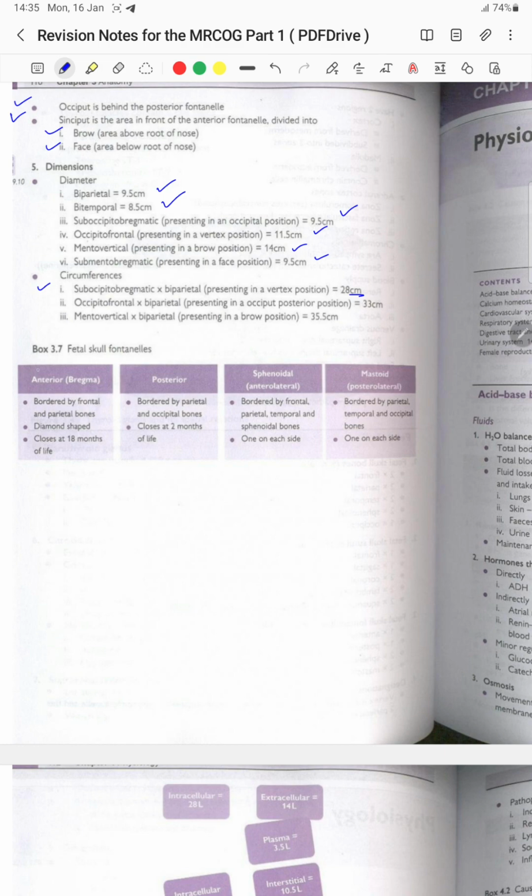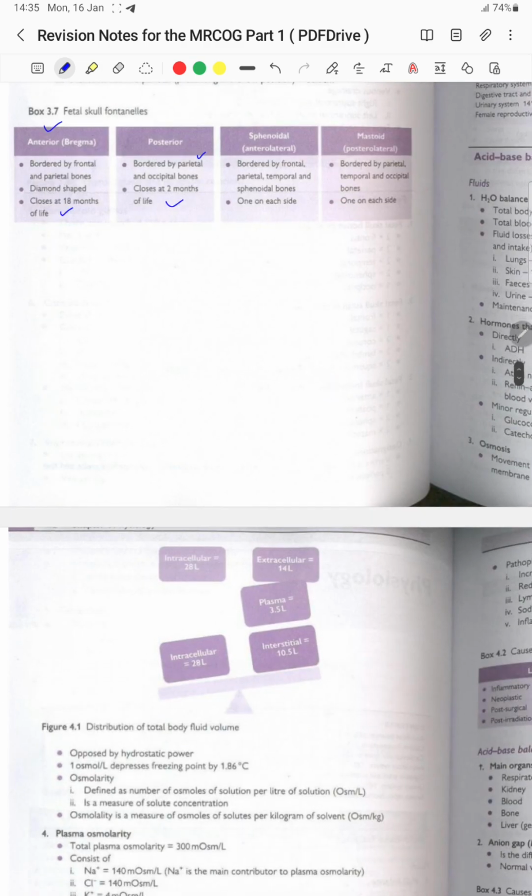Now the fetal skull fontanelles. The anterior, the bregma, is bounded by the frontal and the parietal bones, is diamond shaped, and closes at 18 months of life. The posterior is bordered by the parietal and occipital bones and closes at 2 months of age. The sphenoidal, anterolateral, is bordered by the frontal, parietal, temporal, and sphenoidal bones, 1 on each side. The mastoid, posterolateral, is bordered by the parietal, temporal, and occipital bones, 1 on each side.